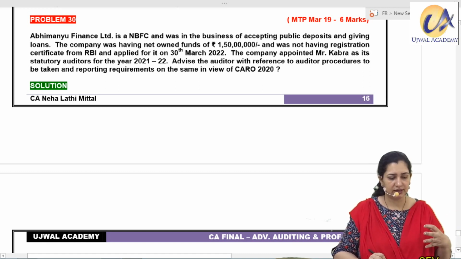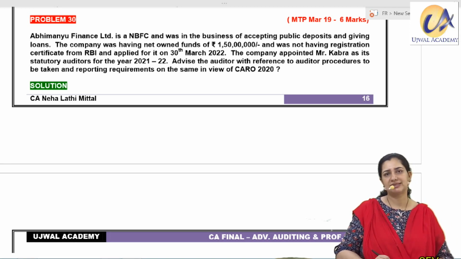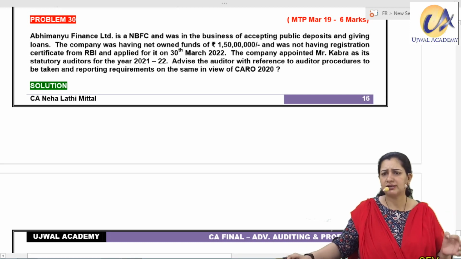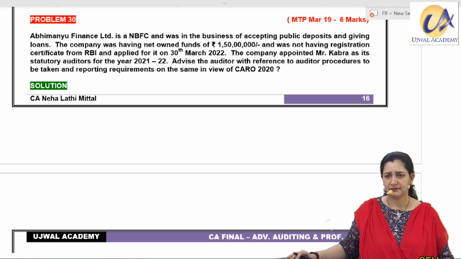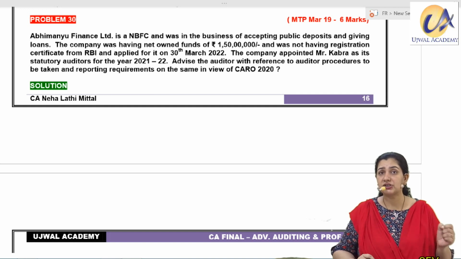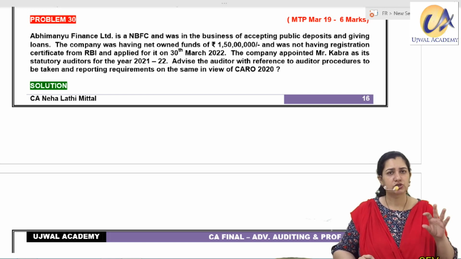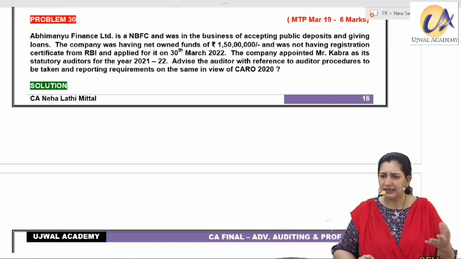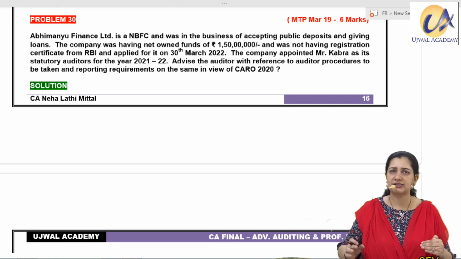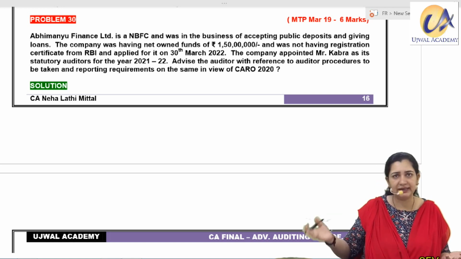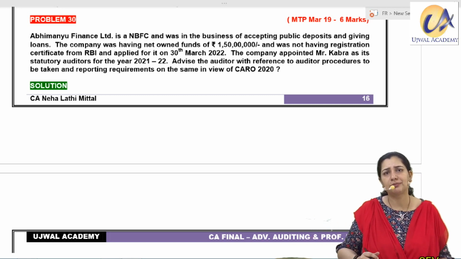Company appointed Mr. Kabra as the auditor, who asked whether he needs to report on the same. So what does my CARO require? This is your point on registration with RBI, correct? NRCR. So this is that R point. Registration with RBI. They have only applied on 30th March. So on 31st March, they are not registered. It will be coming later. So you need to mention that in your report.